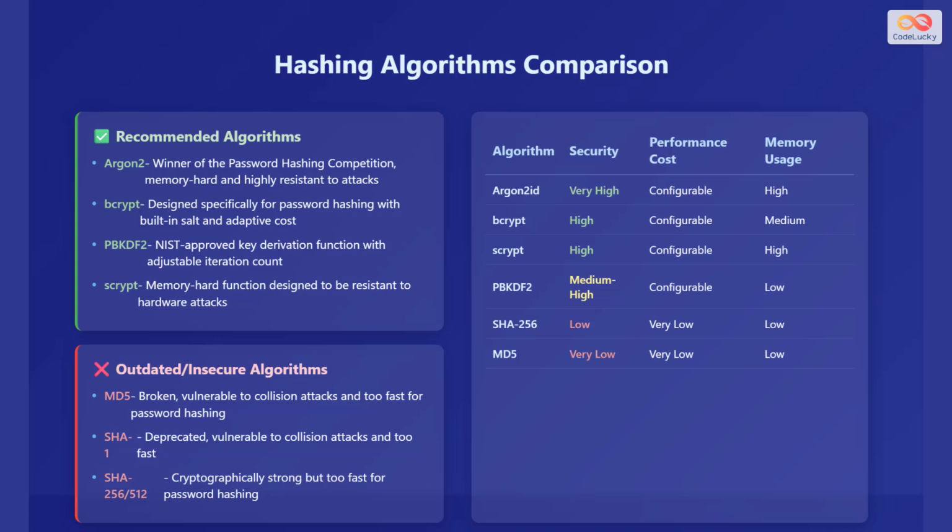On the other hand, we have outdated or insecure algorithms such as Message Digest 5, MD5, Secure Hash Algorithm 1, SHA1, and SHA256 or 512. MD5 is broken and vulnerable to collision attacks. SHA1 is deprecated and vulnerable to collision attacks, and it is too fast. The SHA-2 family is cryptographically strong, but they're too fast for password hashing. On the right, there is a comparison table between the algorithms, and it describes their security, performance cost, and memory usage.